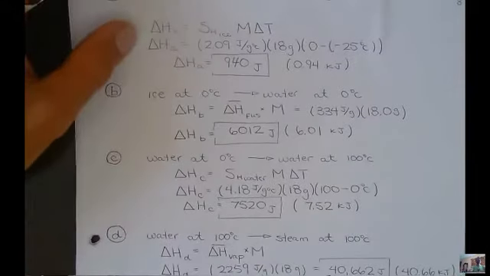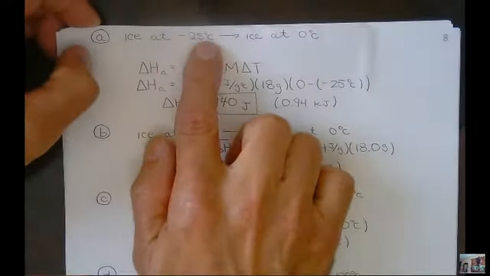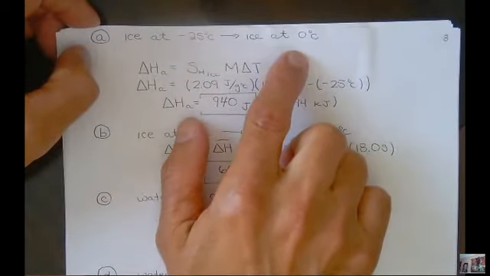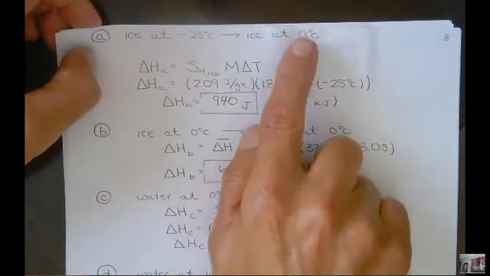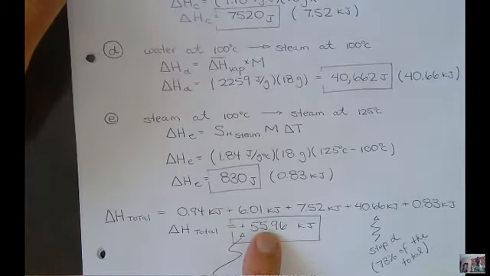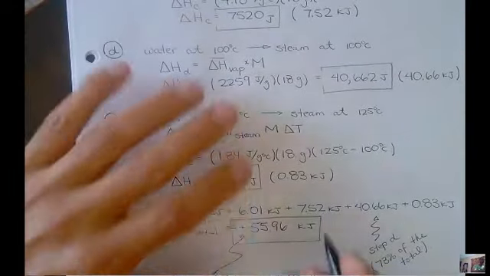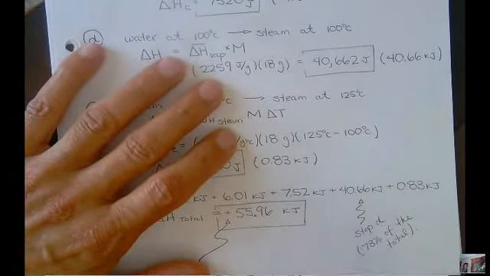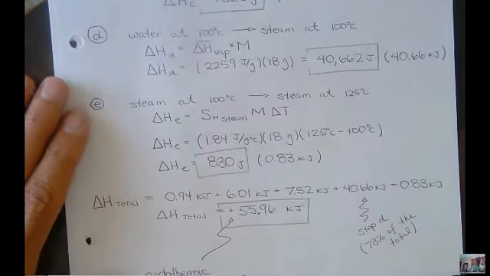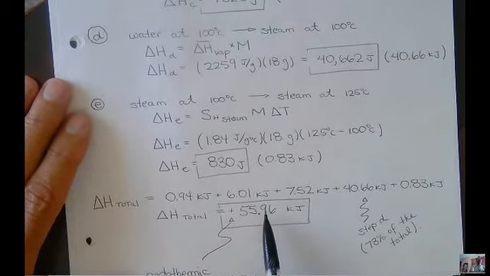Okay, how'd you guys do? I'm going to show you the total answer to take ice at negative 25 and bring it up to steam at 125, and then we'll go through the steps. So the total answer that you should have gotten is either 55.96 kilojoules for that process, right? Or if you did it in joules, and you didn't switch to kilojoules, you should have got 55,960, or very close to that.